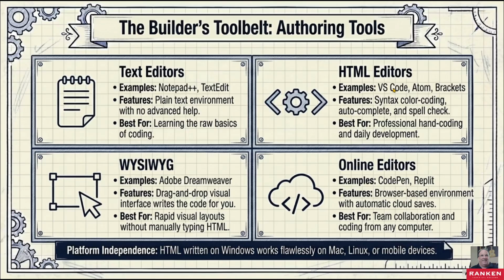So if you've already set up your environment, you know a little bit about it already. Features: syntax color coding, some autocomplete, some spell checks. It has some functionality in it. It's best for professional hand coding and daily development. And there are other ones as well, Atom and Brackets. I suggest you stick with Visual Studio Code for this course, but if you're interested in looking at the others, that's fine as well. Also, there's what's called WYSIWYG. WYSIWYG stands for what you see is what you get.